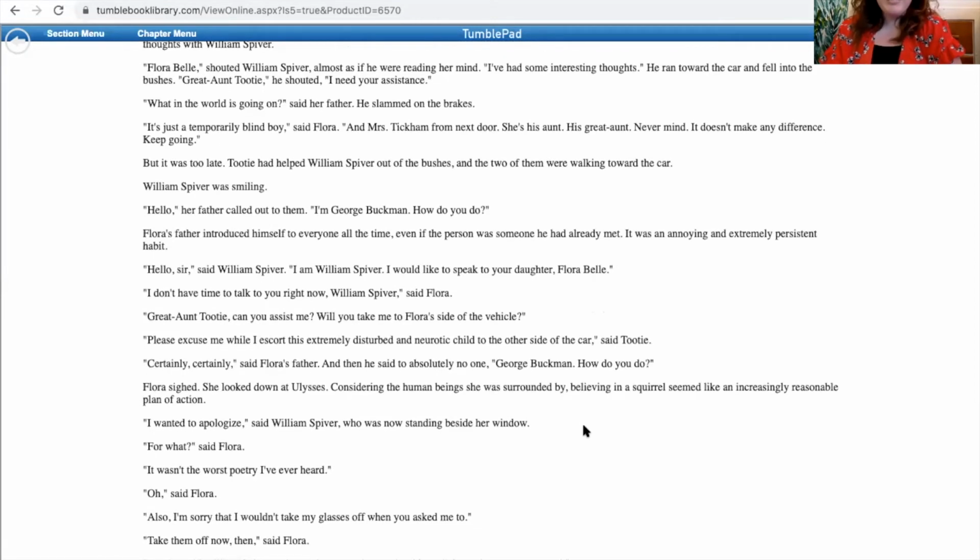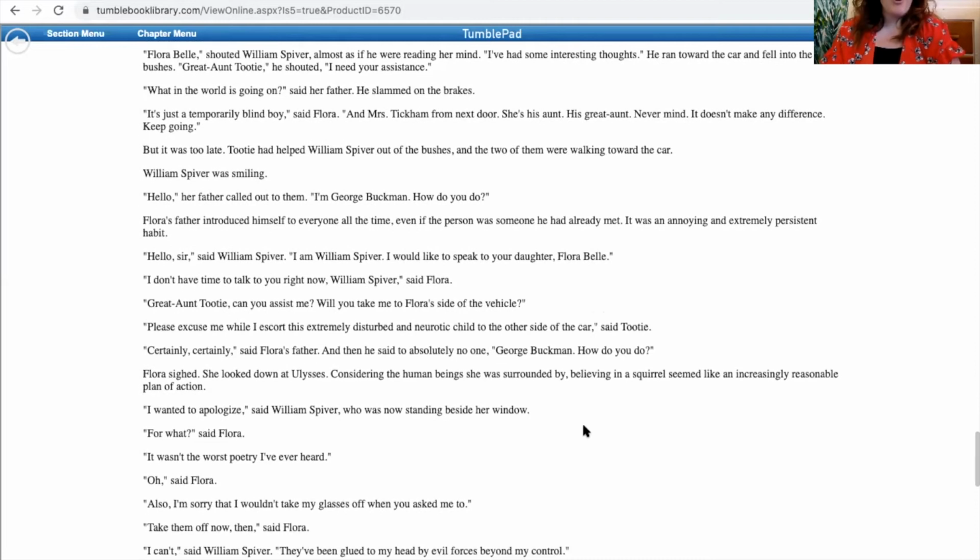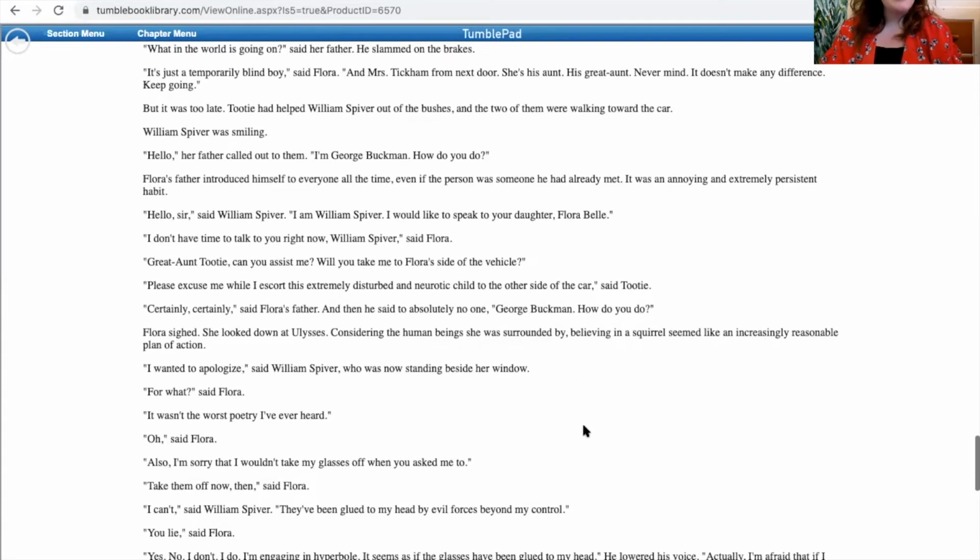I've had some interesting thoughts. He ran toward the car and fell into the bushes. "Great Aunt Tootie," he shouted. "I need your assistance." "What in the world is going on?" said her father. He slammed on the brakes. "It's just a temporarily blind boy," said Flora, "and Mrs. Kickham from next door. She's his aunt, his great aunt." "Never mind. It doesn't make any difference. Keep going." But it was too late.